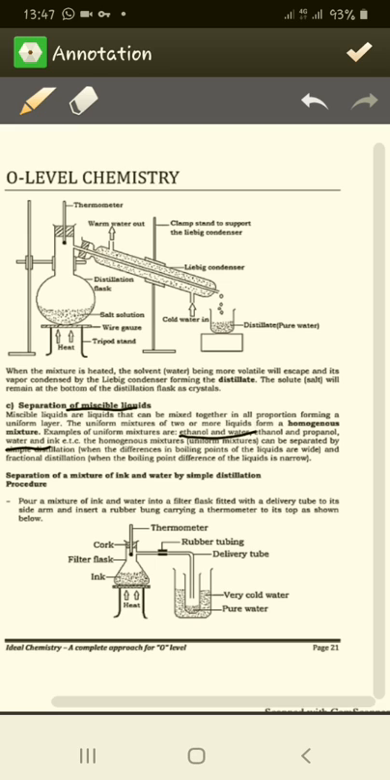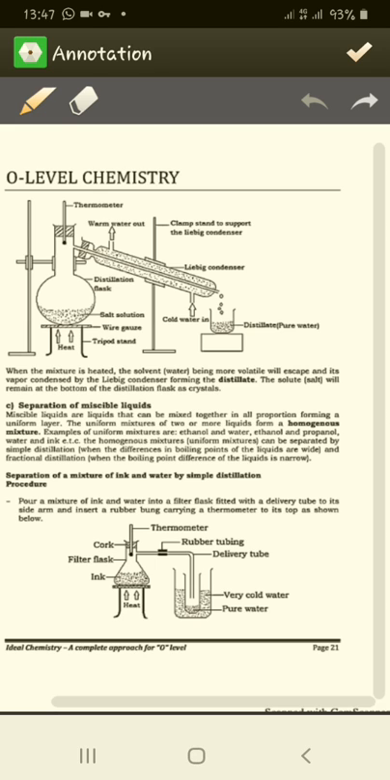The homogeneous mixtures or uniform mixtures can be separated by simple distillation. So these mixtures can also be separated by simple distillation, but that is only when the boiling points are far apart from each other. We have liquids which mix together to form a uniform mixture, but their boiling points are far apart, or they are very different. Or one liquid has a very high boiling point compared to the other. There we can use simple distillation.